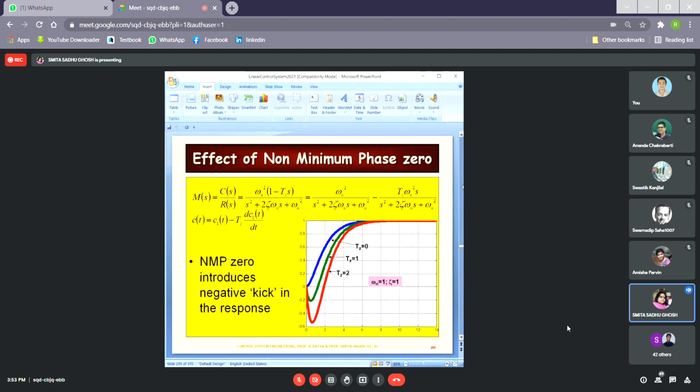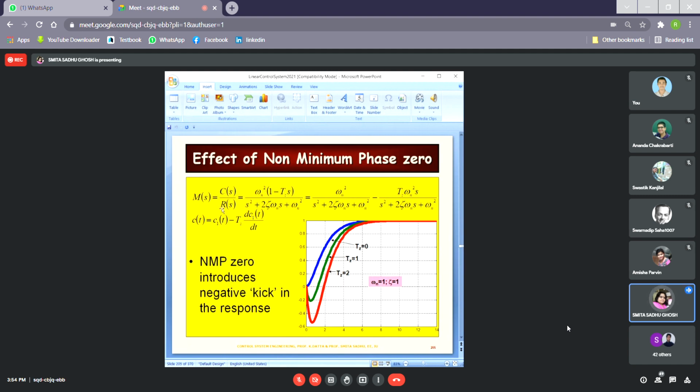Let me see. Okay, so now we come to something which is known as non-minimum phase zero. So it is like this: if you have a pole in the right half of the S-plane, the system becomes unstable, isn't it? But if you have a zero in the right half of the S-plane, the system response does not become unstable. On the other hand, there is going to be some effect on the overall time response. So here we are going to study what that effect is going to be.